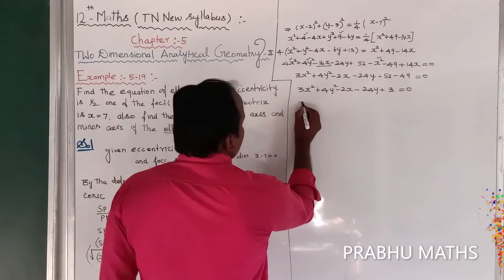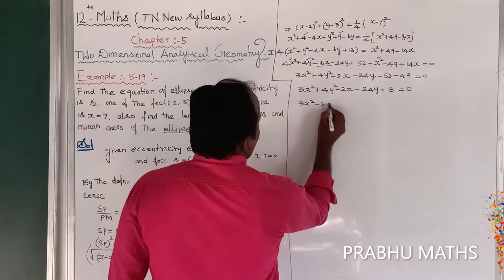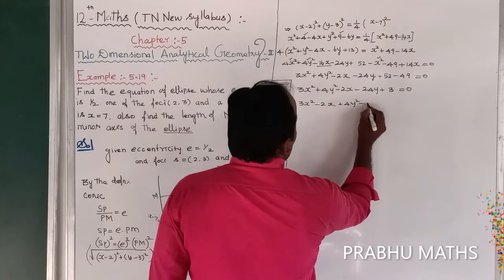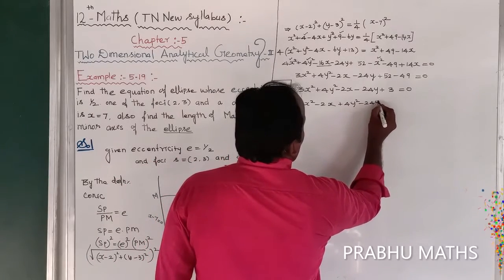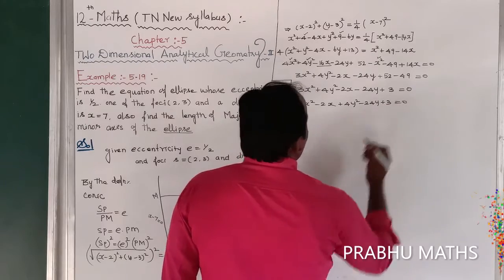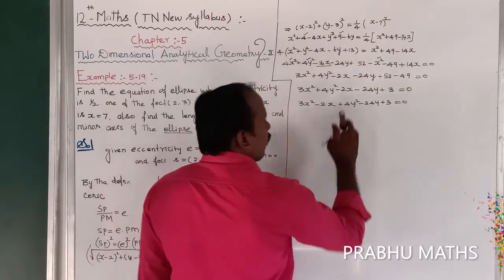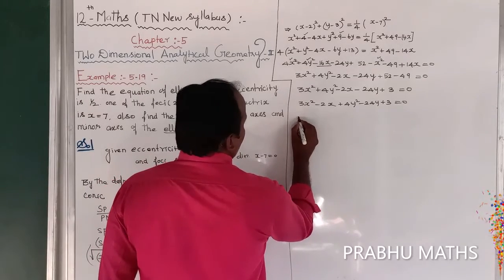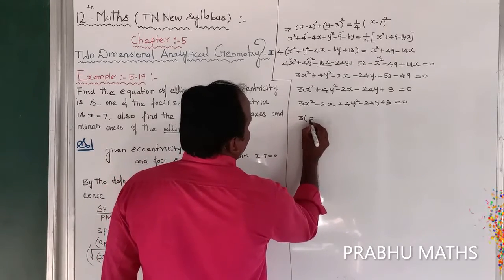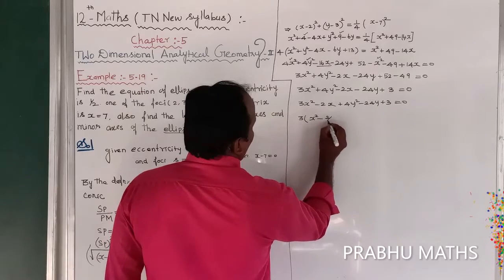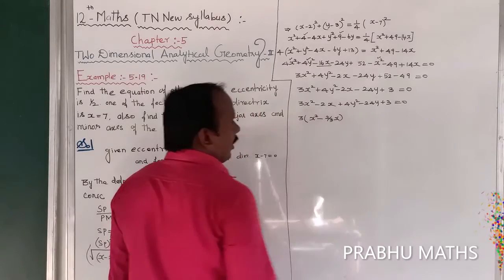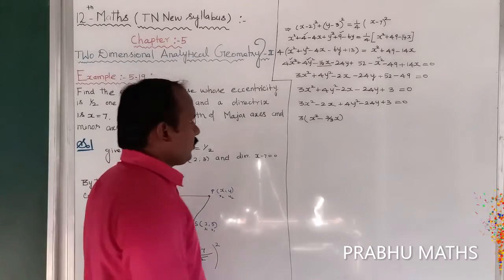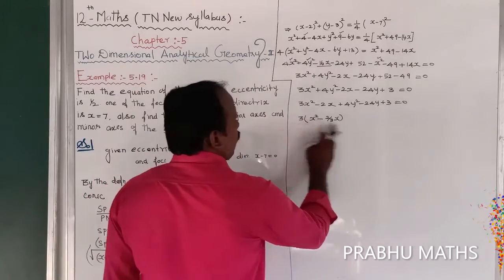Okay. First, 3x square minus 2x, the first term. Next one, plus 4y square minus 24y plus 3 equal to 0. So x square x term, y square y term. Okay. The common value of these two terms is 3. So 3 into x square minus 2 by 3 into x. Clear? That is the common value. X square x, next to y square y.